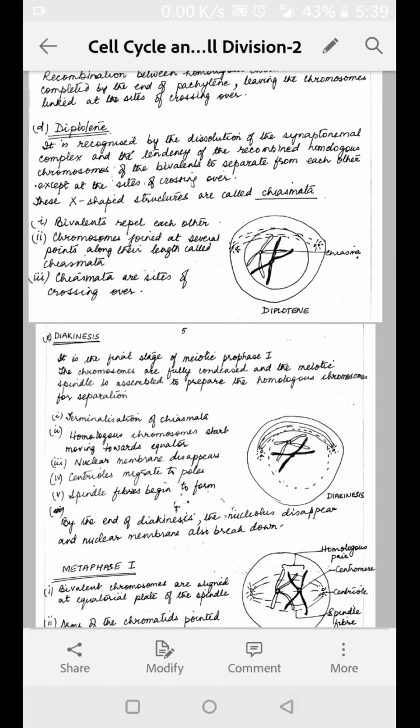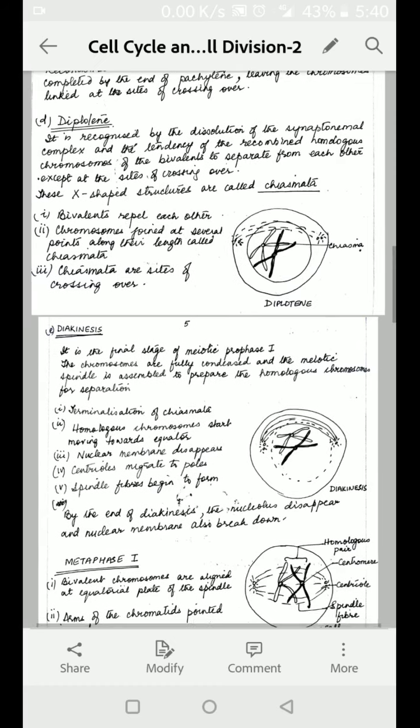These are the major events that take place during prophase 1, which has been divided into 5 substages, and the events that occur in each substage, I have explained to you and briefed as points with diagrams. So it is essential, students, that you make your own notes, write these points, and learn these points, because this is an important chapter which you have never done before.